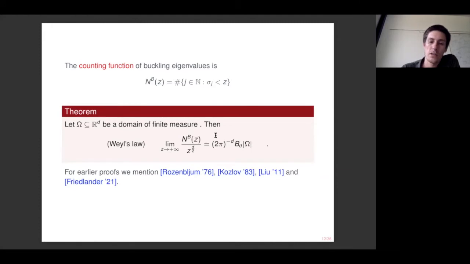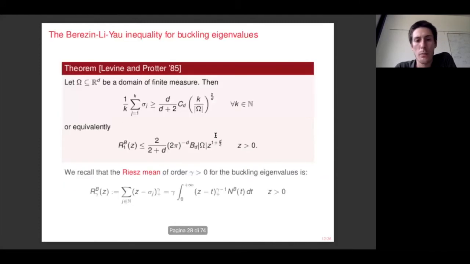So we start with the lower bounds for eigenvalue averages, or upper bounds for the first Riesz mean. And we note that Levine and Protter in 1985 said that for a domain of finite measure, the Berezin-Li-Yau inequality of this form holds for the buckling eigenvalues, that is, for the average of the first k buckling eigenvalues, or for the first Riesz mean.